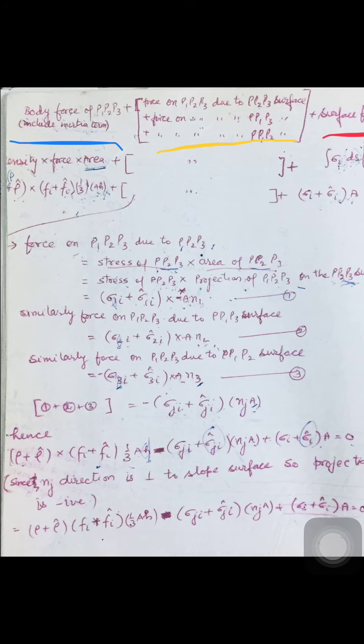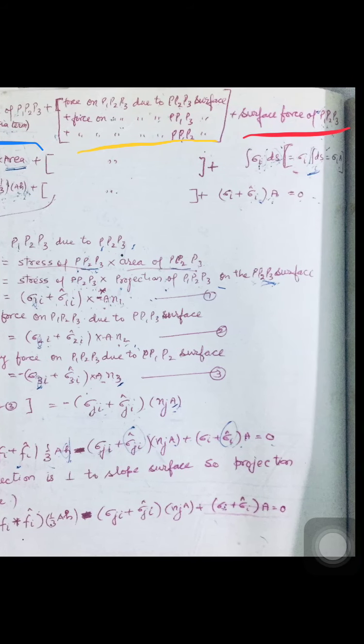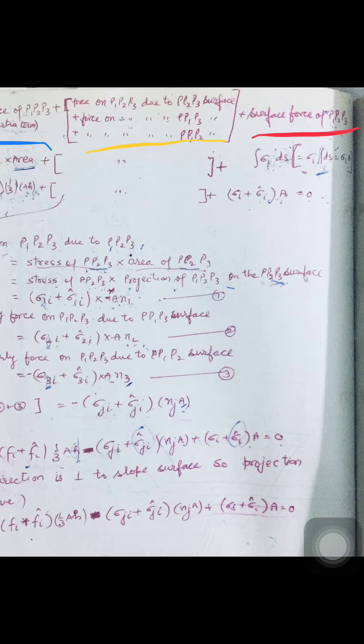Substituting these values, the inertia term with the inertia term, density times force times area. So the density is rho plus rho cap in the first bracket, and the forces are the body force multiplied, Fi plus Fi cap, and the volume is nothing but one third A H of the tetrahedron. So this is the first part of the blue ink. The second part of the blue ink is solved downward, and the third is nothing but the surface force. What is the surface force?